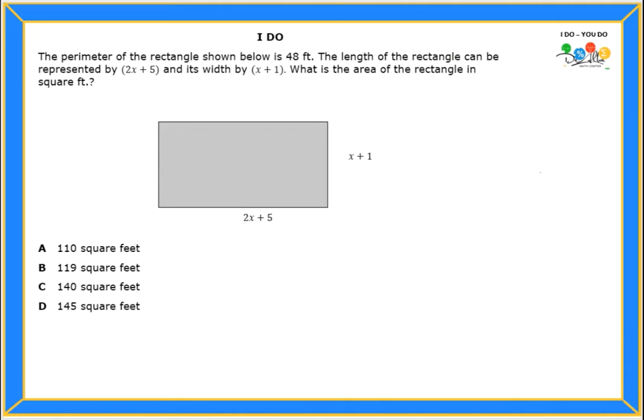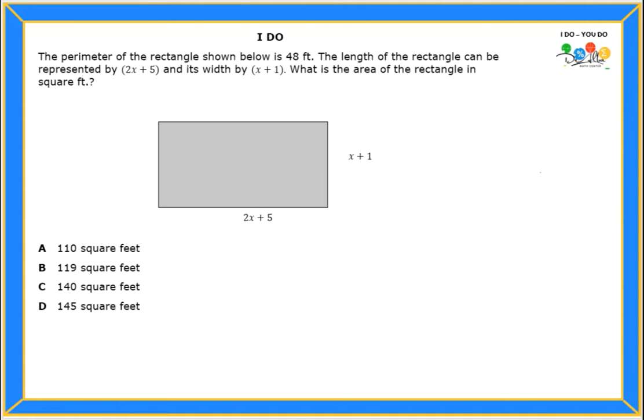Hello students, let's read the problem. It says, the perimeter of the rectangle shown below is 48 feet. The length of the rectangle can be represented by 2x plus 5 and its width by x plus 1. What is the area of the rectangle in square feet?